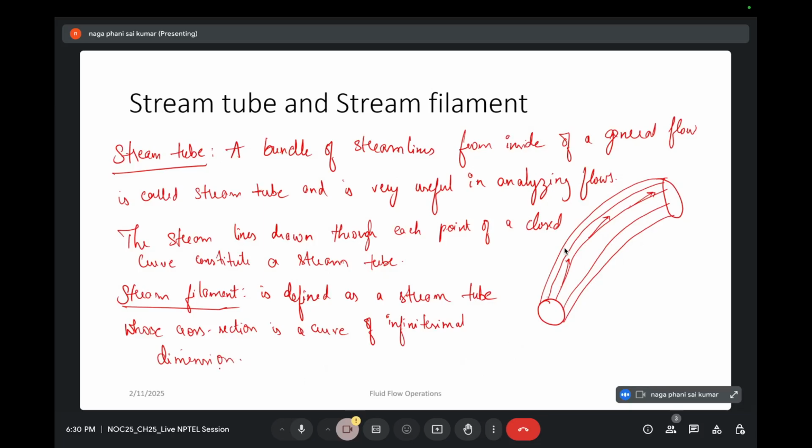Okay, so that's it. Stream tube is nothing but a bundle of streamlines put together, and a stream filament is nothing but a stream tube whose cross section is a curve of infinitesimal dimension. That means very small, having a very small dimension.